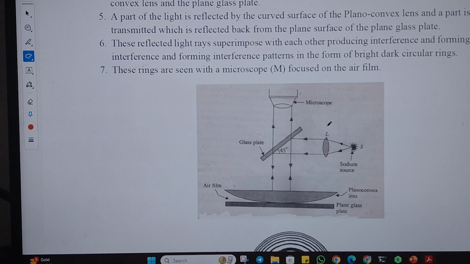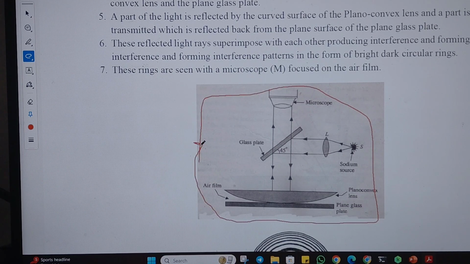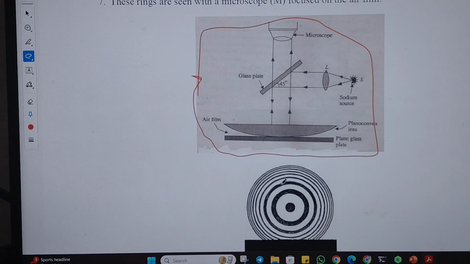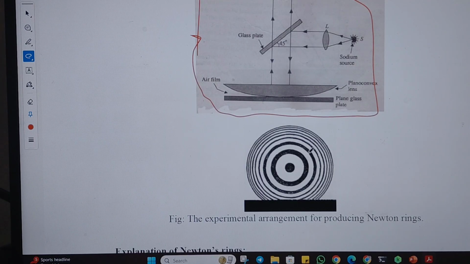See, here it is the Newton's rings experimental setup. Here it is the glass plate and plano-convex lens, the sodium source, and the transparent glass plate at 45 degrees. Here it is the traveling microscope, and here it is the air film. This is the complete setup of the construction of Newton's rings.